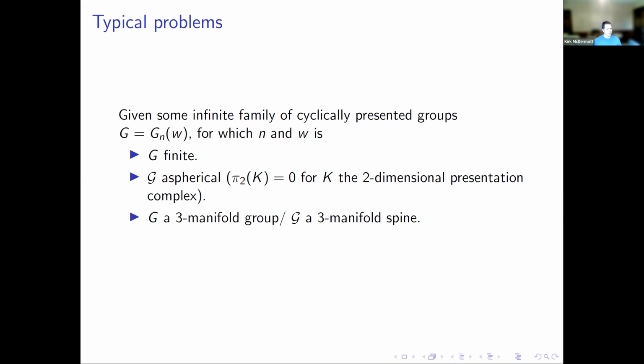It turns out cyclic presentations arise a lot in three-manifold topology. So another popular problem is, given some infinite family, determine which of these cyclically presented groups are three-manifold groups. Or, as is often the case, the presentations themselves might be the spine or even the two-skeleton of a three-manifold. Finally, they tend to have interesting first homologies, so people like to calculate the abelianizations of these groups.